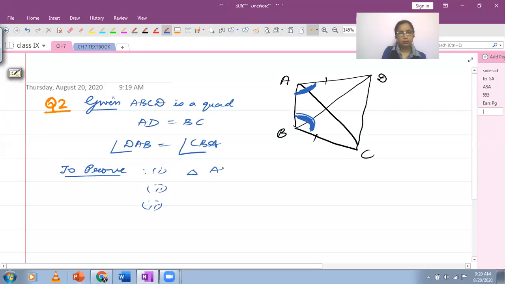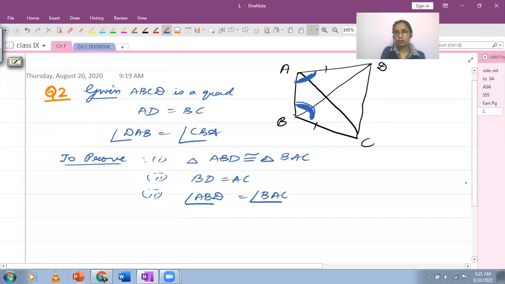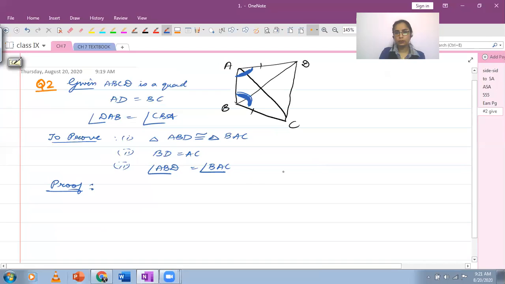Triangle ABD is congruent to triangle BAC. BD is equal to AC. And angle ABD is equal to angle BAC. This is just your question I have noted down. And now we go to the proof part. So if you want, you can draw those triangles which I indicated earlier.